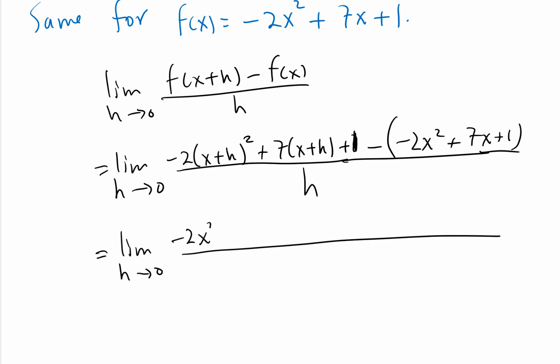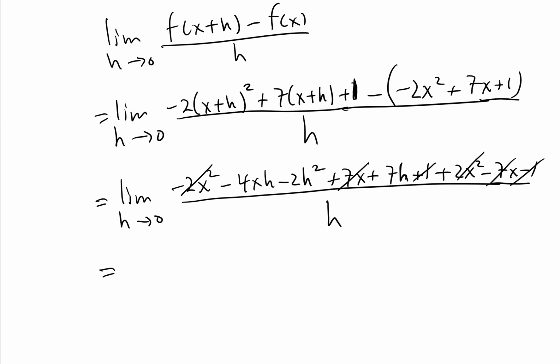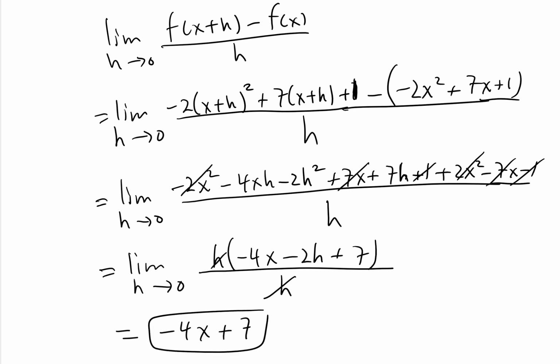Minus 2x squared minus 4xh minus 2h squared plus 7x plus 7h plus 1 plus 2x squared minus 7x minus 1, all over h. These cancel. 2x squared cancels, minus 1 cancels. Then we can take the limit as h goes to 0. We always factor h out: negative 4x minus 2h plus 7, all over h. So then these cancel. As h goes to 0, you get negative 4x plus 7. That would be the derivative for that function.